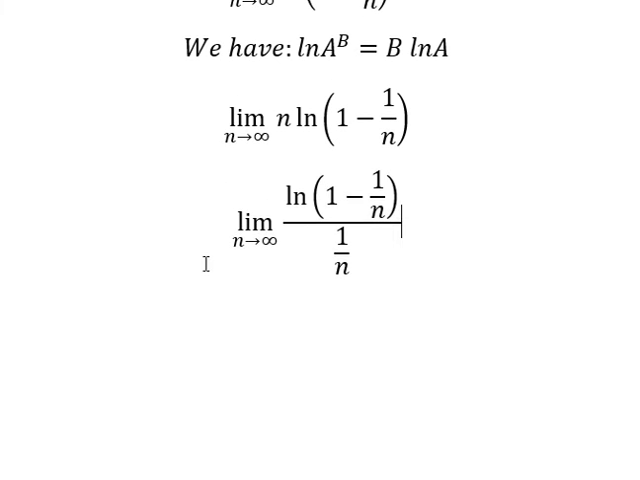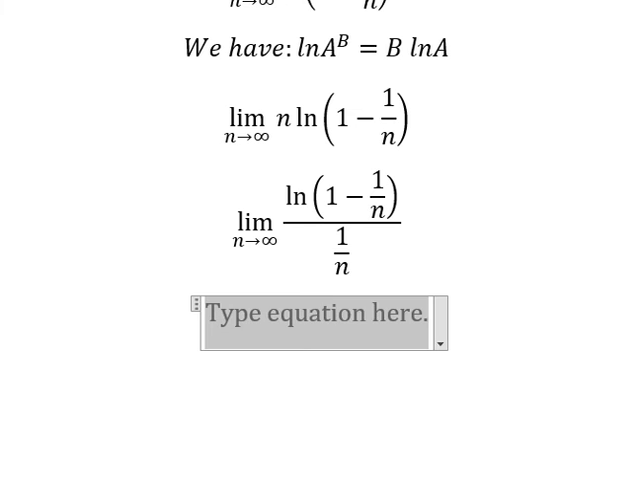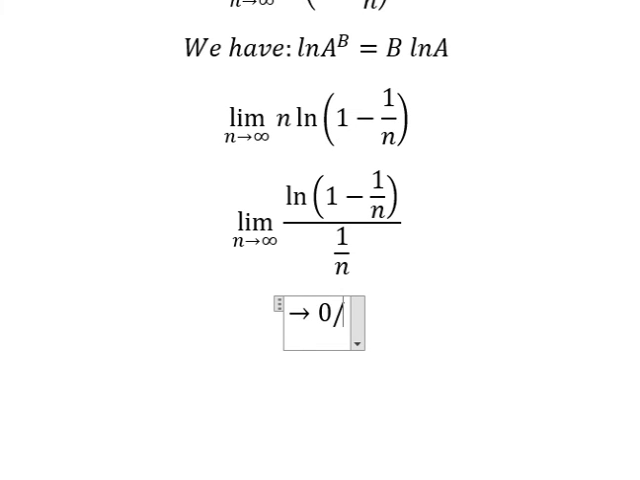So when n goes to positive infinity, this one we have 1 divided by positive infinity, you got 0. This one you got 0. ln number 1 you got 0. So we have 0 over 0. So we can use L'Hospital.